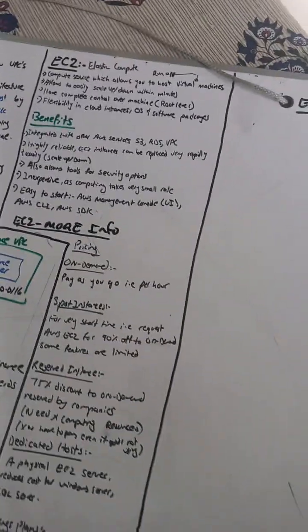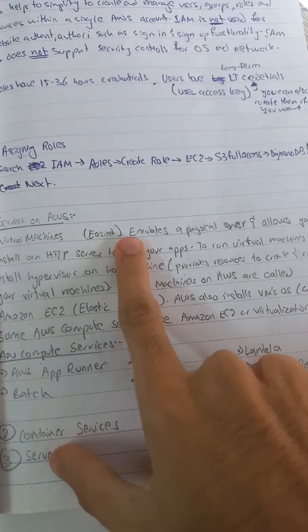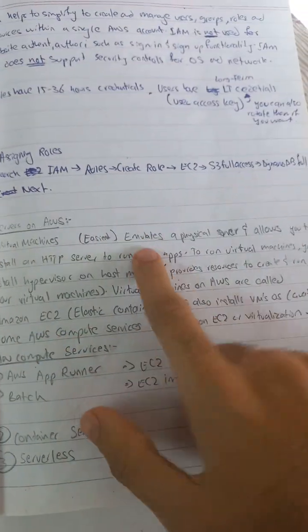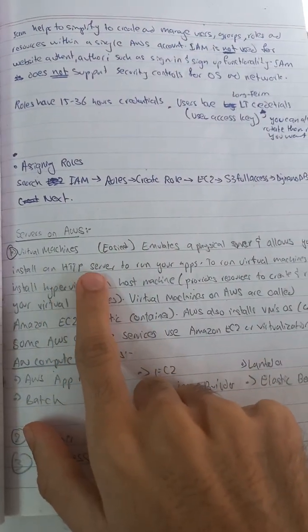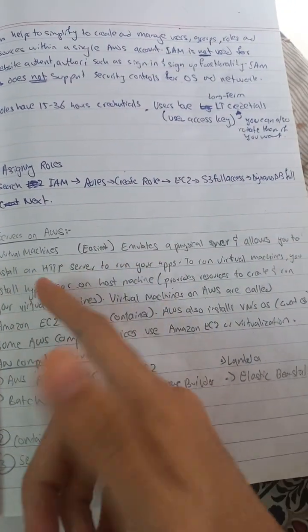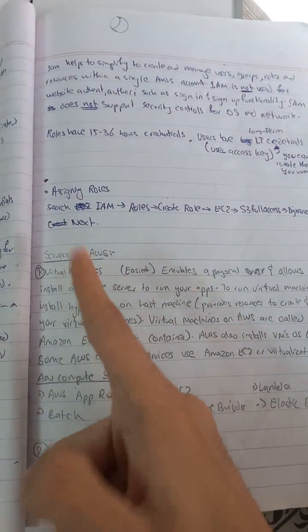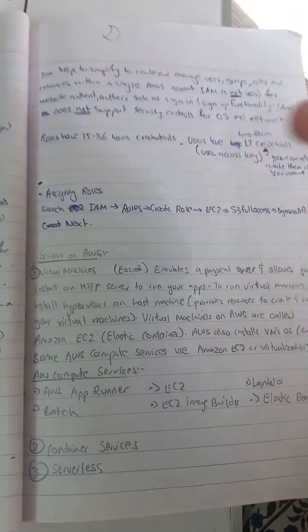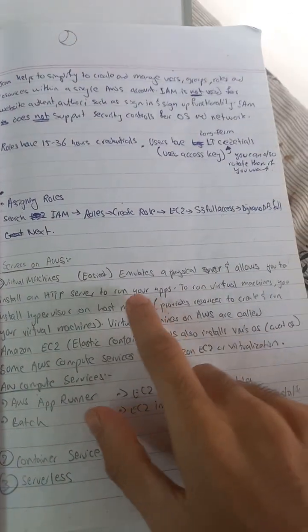I also got some notes on my register, so I will be reading that as well. So what are virtual machines? They basically help you emulate a physical server and allow you to install an HTTP server to run your application. So if you're creating a web application, then you would first want a virtual machine on which you can execute your application.